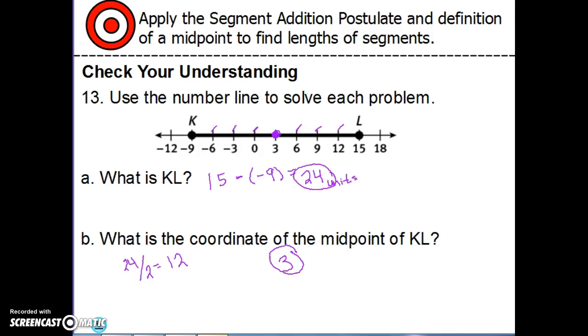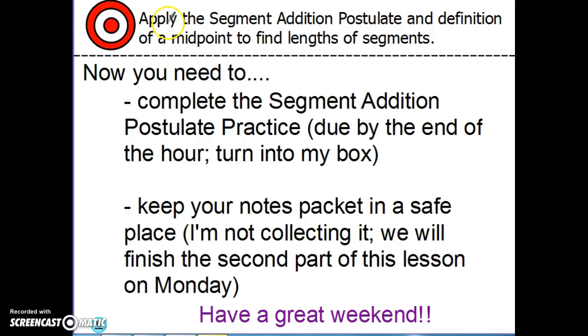All right, so let's do a quick target check then. You should now know how to use the segment addition postulate to solve problems involving lengths of segments. You should also be able to use the definition of midpoint to solve similar problems. We've also touched a little bit on distance and midpoint with a line segment, which I'll ask you to practice a little bit too.